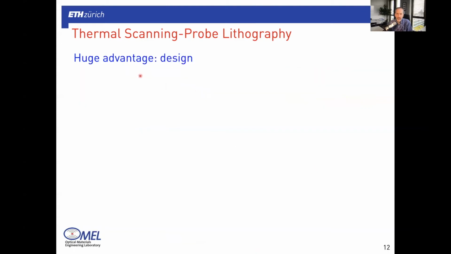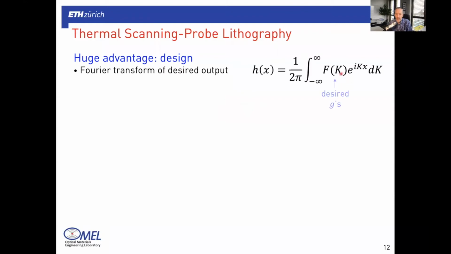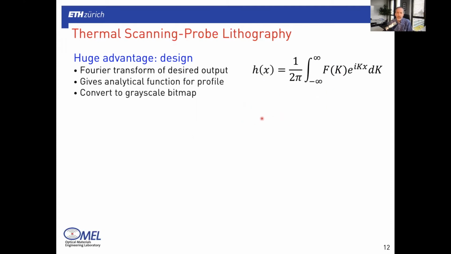Another huge advantage of this is kind of the design aspects, in the sense that you can use Fourier optics so that you can take the Fourier transform of a desired diffractive output. In other words, if you have a desired set of spatial frequencies that give you momentum contributions, you can include those in a function f of capital K, take the Fourier transform, and it'll spit out an analytical function for the surface profile that will do that. This analytical function can then be converted to a grayscale bitmap, and you can then feed that into the tool, and away you go.